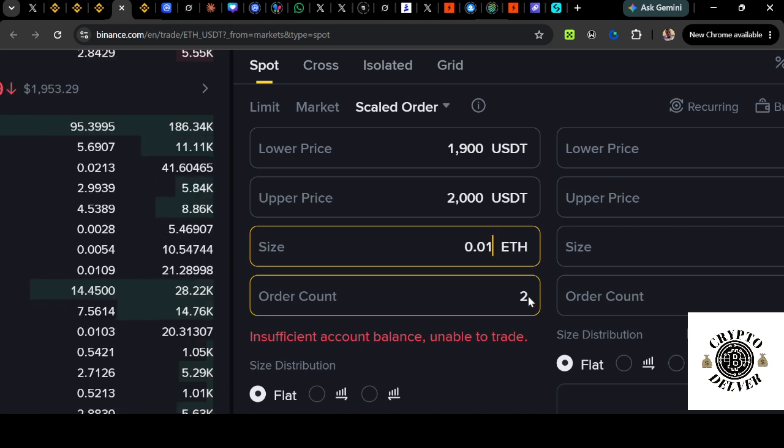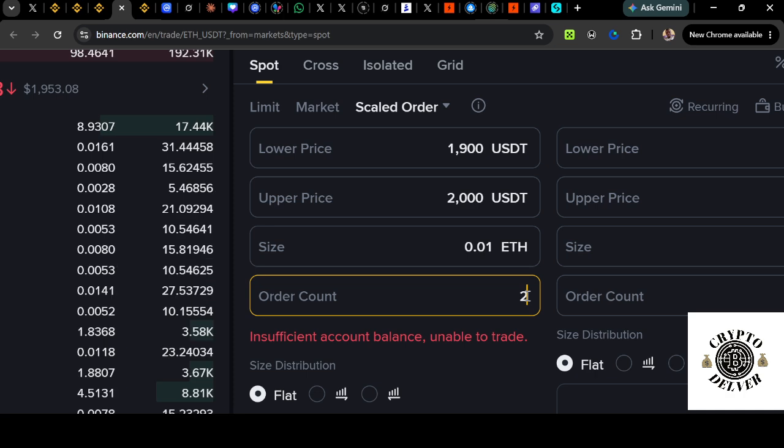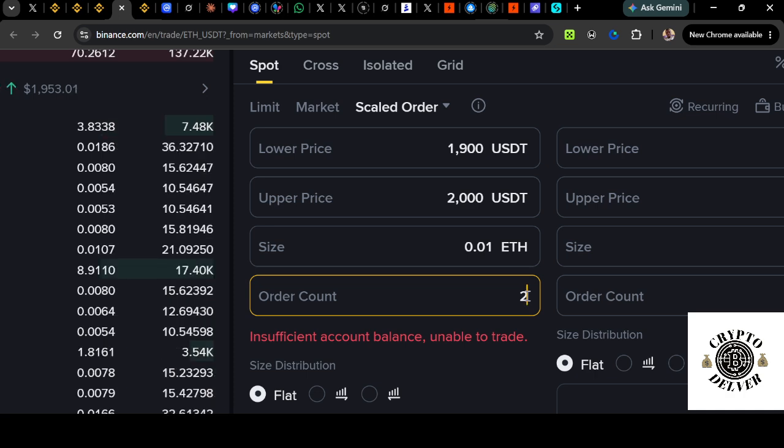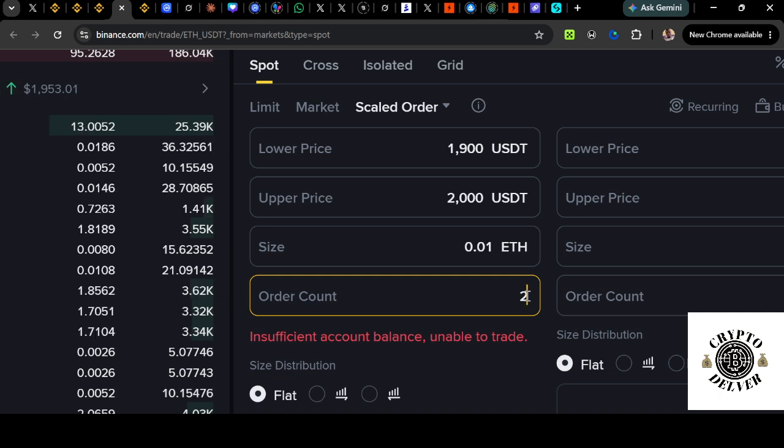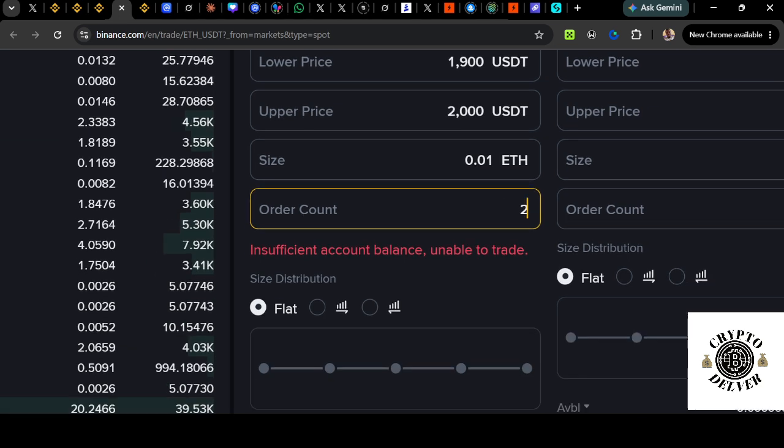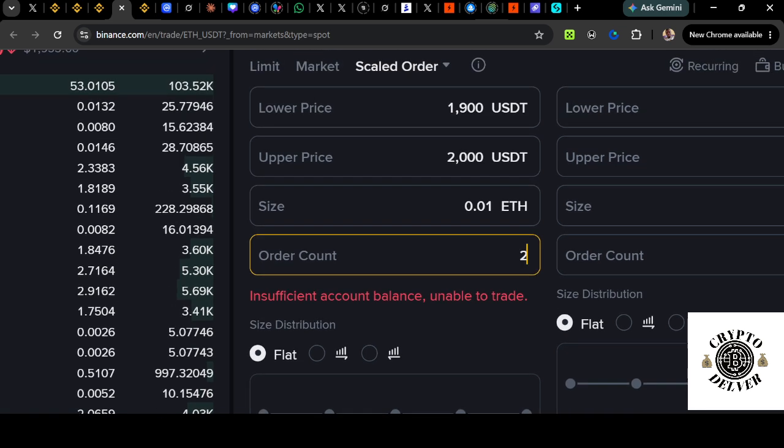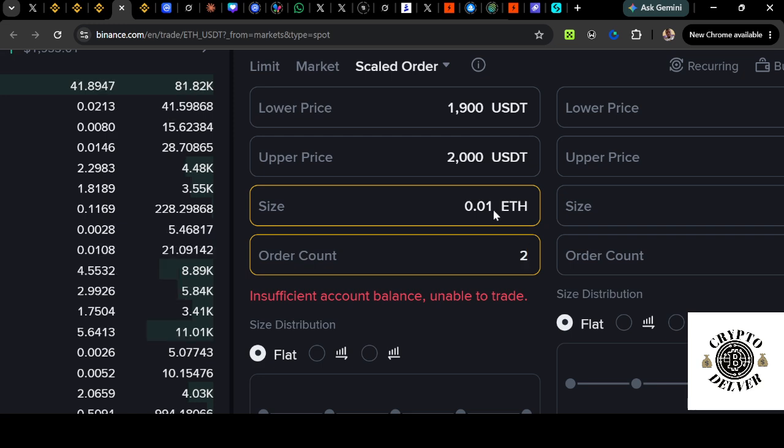So order count is a way to determine how much you want to split it. I've said that between 1900 and 2000, split into two. What it's going to do is very simple. It's going to divide the amount I'm going to buy. You can see here I have 0.01, so that means it's going to divide it into two, which is going to make it 0.005. That's what it means.